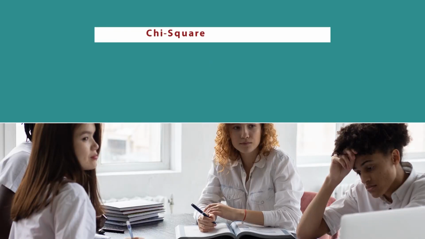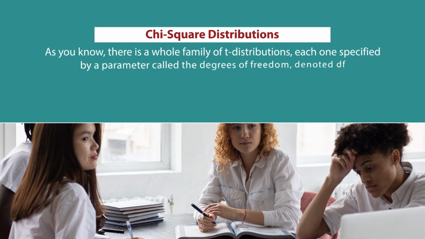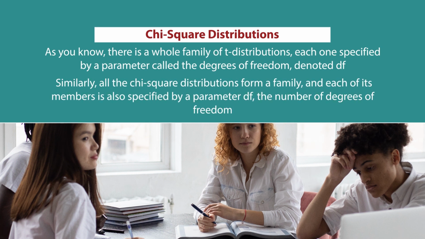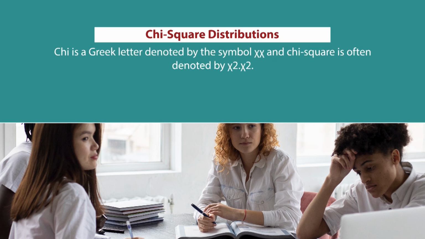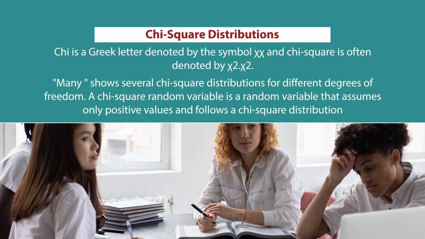Now, as you know, there is a whole family of t distributions, each one specified by a parameter called the degrees of freedom, denoted df. Similarly, all the chi-square distributions form a family, and each member is also specified by the parameter df, the number of degrees of freedom. Chi is a Greek letter denoted by the symbol χ, and chi-square is often denoted by χ² or x to the power 2. Many figures show several chi-square distributions for different degrees of freedom. A chi-square random variable is a random variable that assumes only positive values and follows a chi-square distribution.